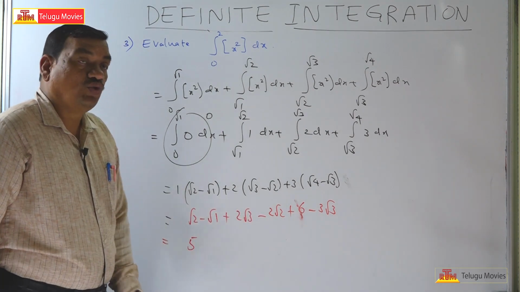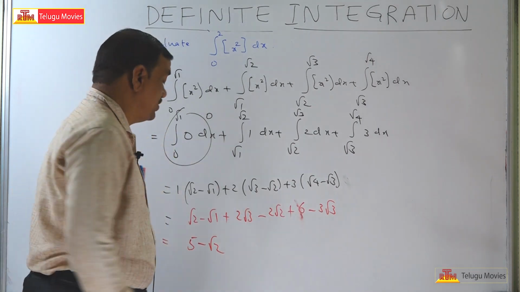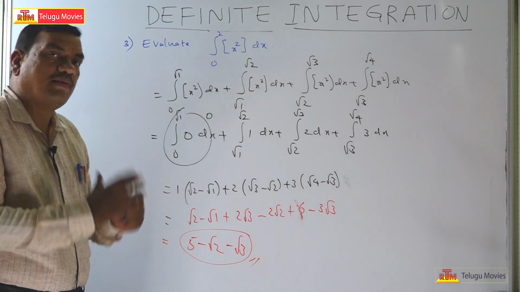Root 2 minus 2 root 2 minus root 2, 2 root 3 minus 3 root 3 minus root 3. So, this will be your final answer. So, observe here the pattern.